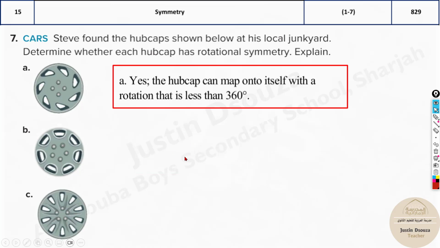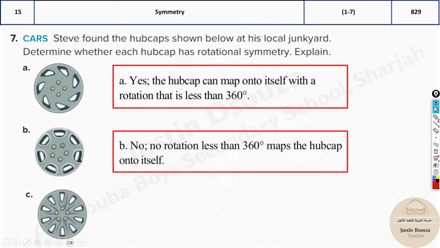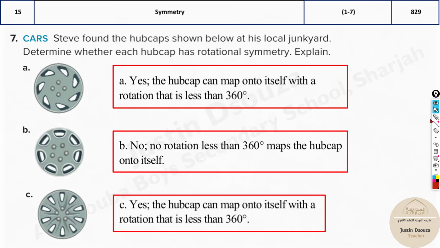But what about over here? You just now saw the answer. It's no. Why no? Think about it. Because over here also, if you rotate, it should come, right? If you're thinking why: over here, it's yes. It'll come with less than 360. 360 means you will do a complete rotation.